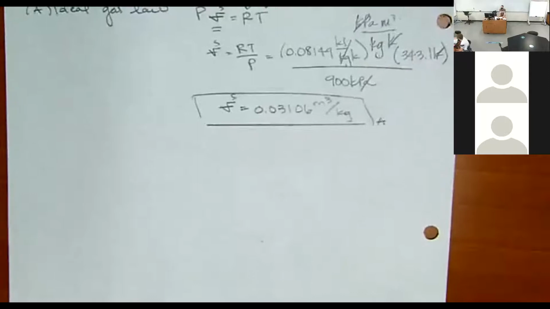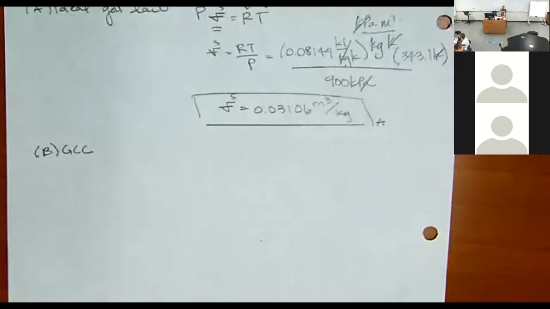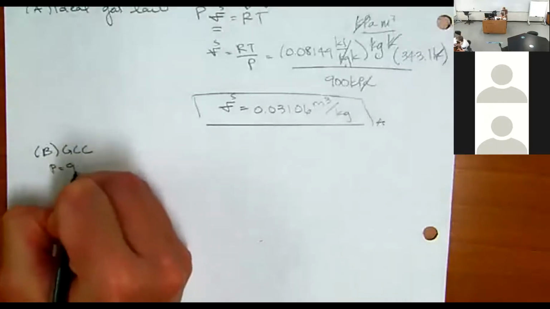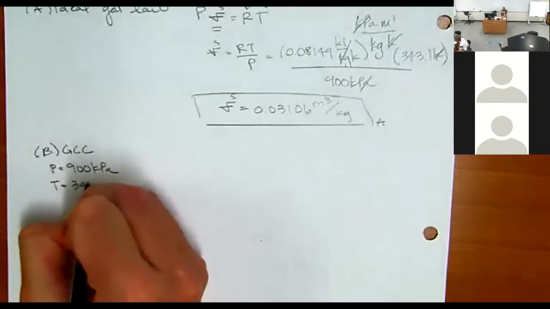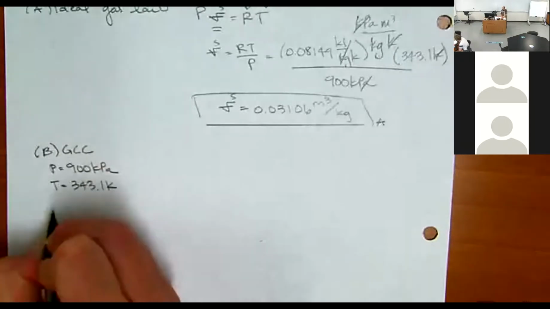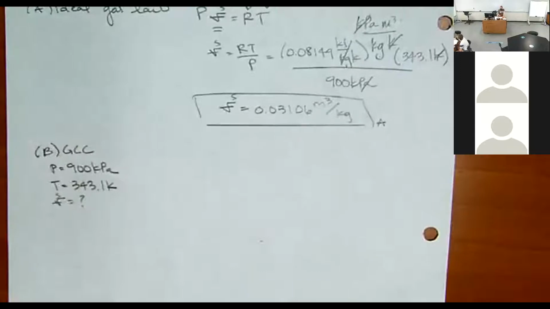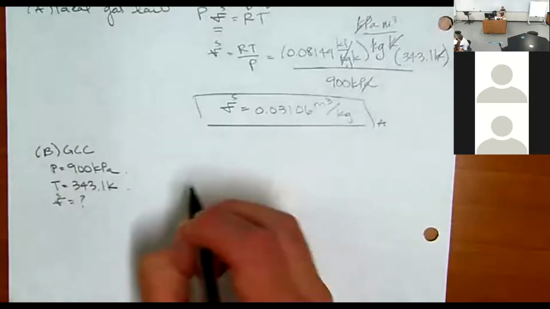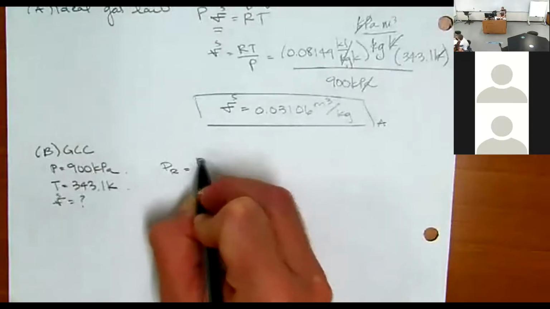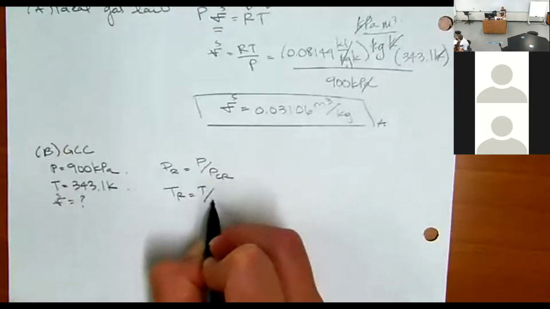There's my part A. For part B, here's where I'm going to use my generalized compressibility chart. So I'm told my pressure is 900 kilopascal. I'm told my temperature is 343.1 Kelvin, and I'm trying to solve for my specific volume still. So this tells me that the values I'm going to need to use on my generalized compressibility chart are going to be my reduced pressure and my reduced temperature. So my pressure reduced equation is going to be my pressure over my pressure critical. My temperature reduced equation is going to be my temperature over my temperature critical.